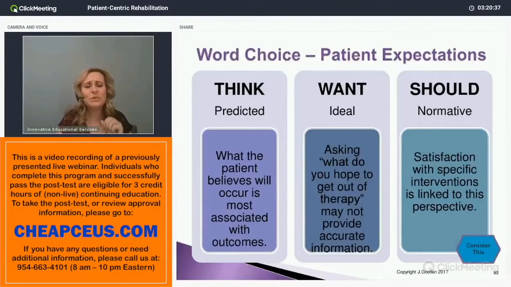Listen to the patient's words. Listen to what they're saying. If they're using the words I think this, that's what they expect is going to happen. I think therapy is going to help me. I think I'm going to be able to go back to work. That's what they're expecting. Versus I would like or I want, those are going to be ideally. That's the dream. Should is where we can focus. Should is where we have a good opportunity for short-term goals.